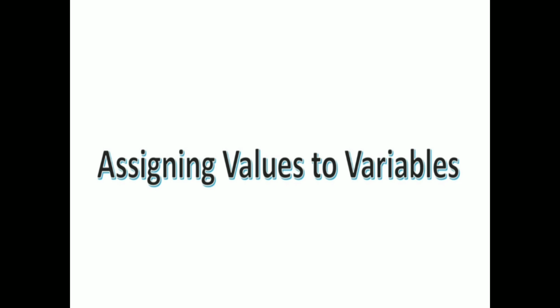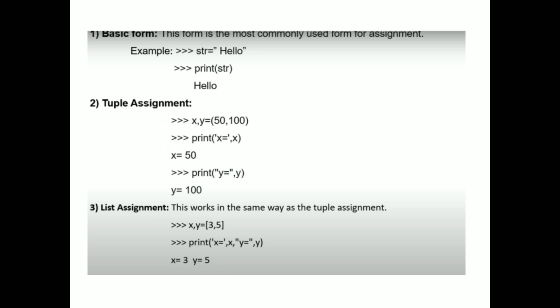Next topic is assigning values to variables. Assigning values to variables means that for variables we are assigning a string type, an integer type, or a float type value. In assigning values to variables, the first one is the basic form.